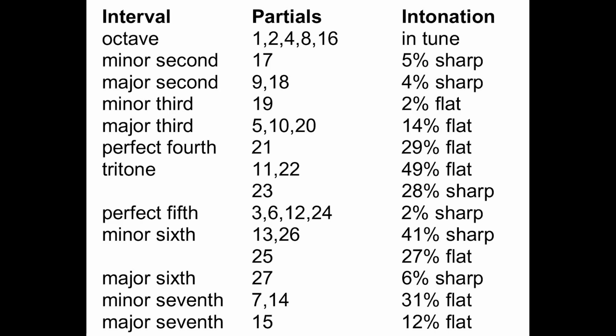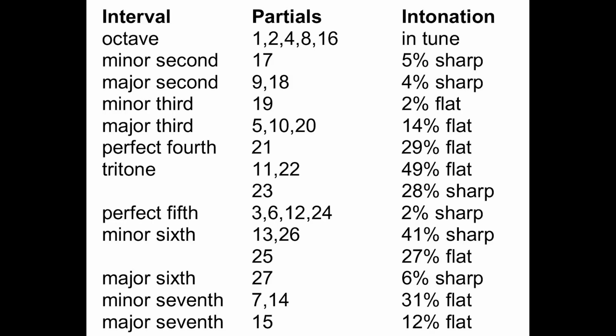We can see that many overtones are pretty close to tempered intervals. Octaves are perfectly in tune, and perfect fifths and minor thirds are accurate within 2%. Major seconds are 4% sharp, minor seconds are 5% sharp, and major sixths are 6% sharp. Next in line would be major sevenths, 12% flat, and major thirds, 14% flat.